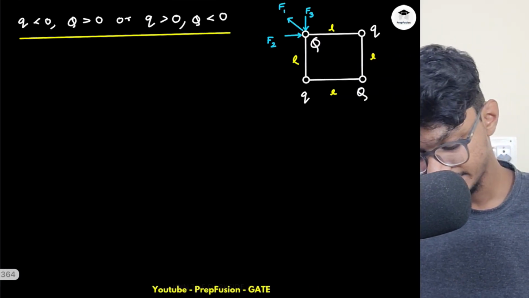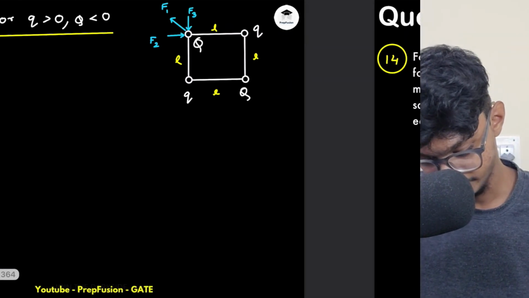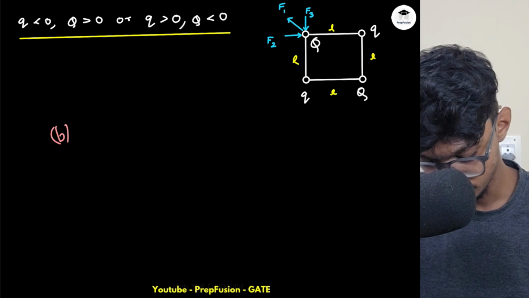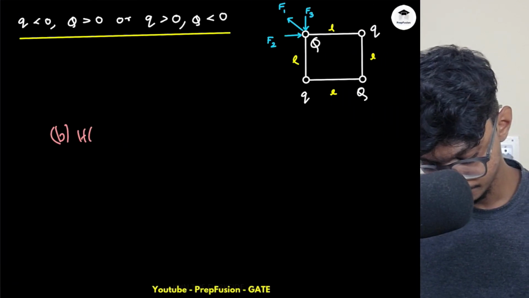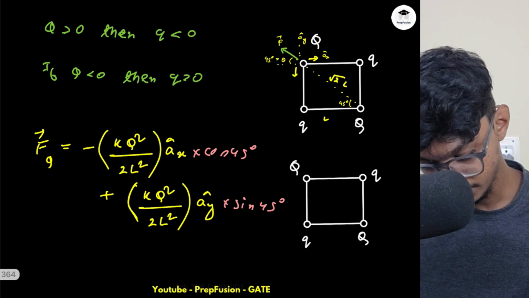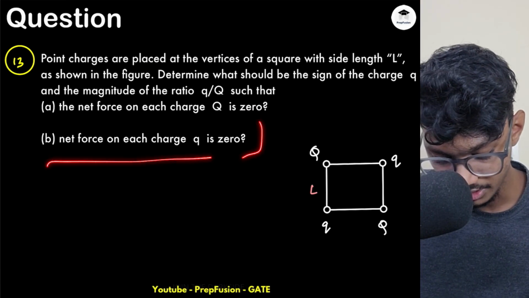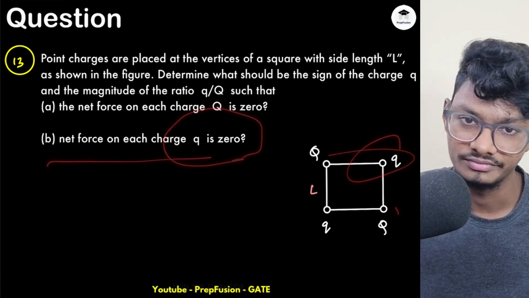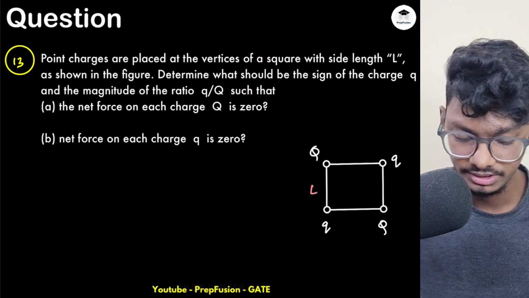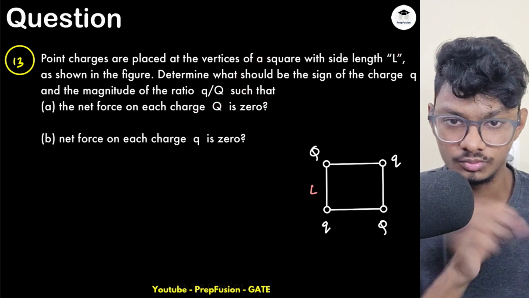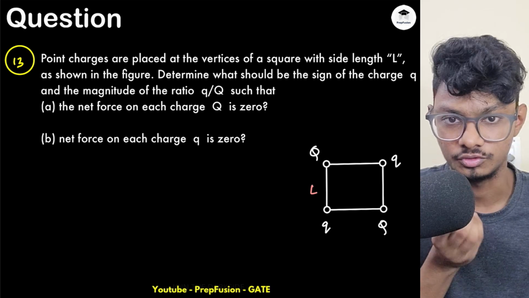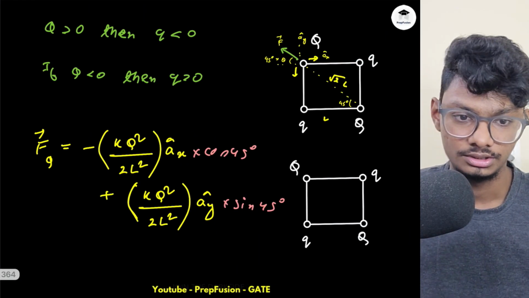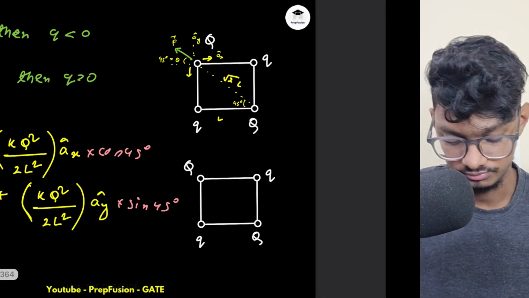Now the part B. This is the part B, which I have broken down. Part B is the homework for you, that you try to solve by yourself. What if I want to make the net force on each Q equal to 0? Then what needs to be the ratio of small q by capital Q, and what needs to be the sign of Q? That also you identify, that also you do in the homework.